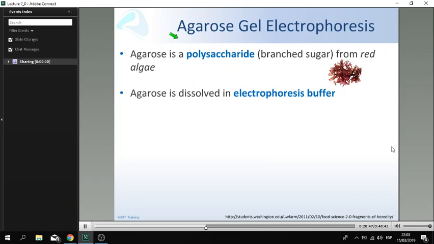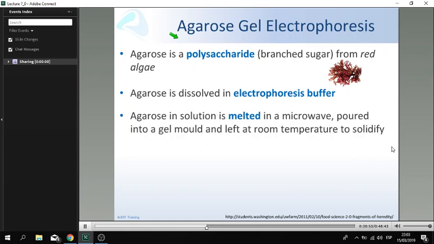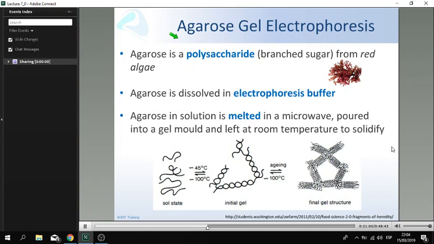The agarose that is used is a polysaccharide. It's just a sugar from red algae, and it needs to be dissolved in an electrophoresis buffer and then melted in the microwave in order to get a gel. So we melt it in the microwave, we pour it into a gel mold, and then leave it at room temperature for, let's say, 20 minutes to solidify.